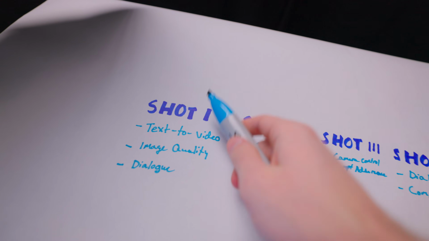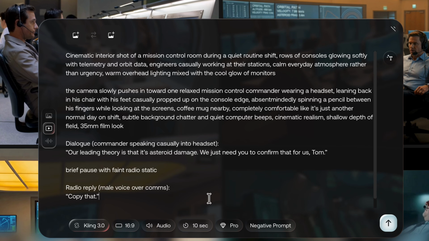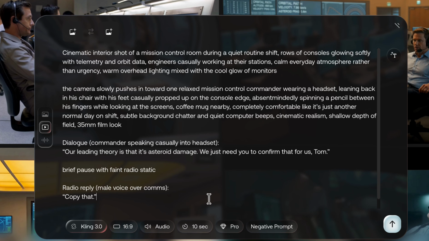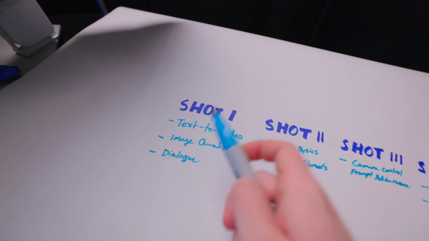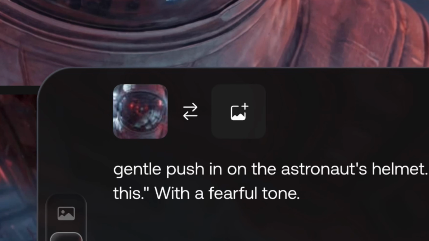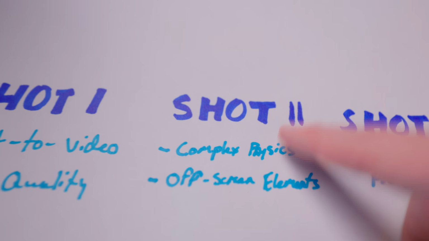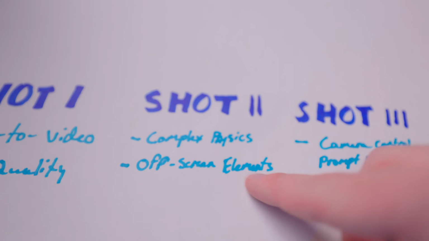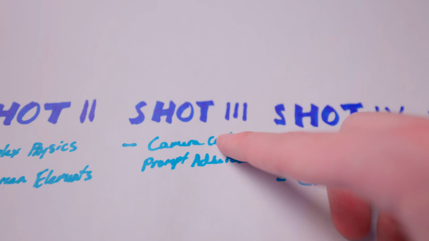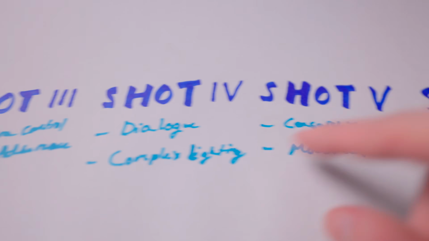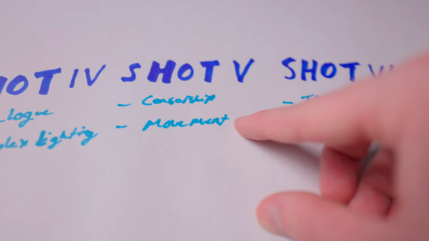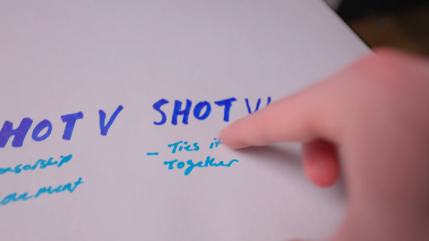Shot number 1 is a pure text-to-video prompt to test the model's inherent image quality and prompt understanding. This one also has some dialogue off screen. The rest of the shots are created from start frames using Nano Banana Pro because that's how we typically get the best quality. Shot 2 will test complex physics and elements entering from off screen. Shot 3 will test camera control prompt adherence. Shot 4 will test dialogue and complex lighting. Shot 5 will test censorship and movement. And shot 6 will tie it all together.